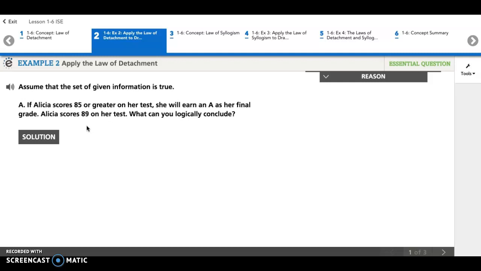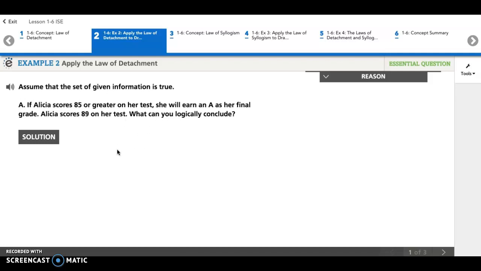We have some information here that we are told is true. So we have a true if-then statement. If Alicia scores 85 or greater on her test, she will earn an A as her final grade. So there's our true if-then statement. And now we have some more information that's true. Alicia scores 89 on her test. The question it says is, what can you logically conclude?